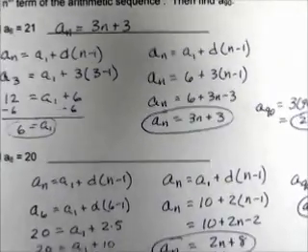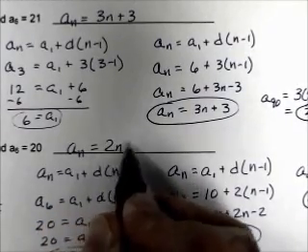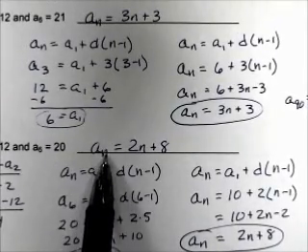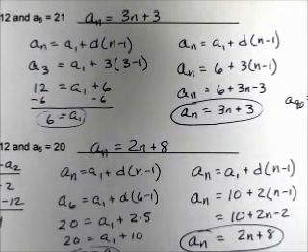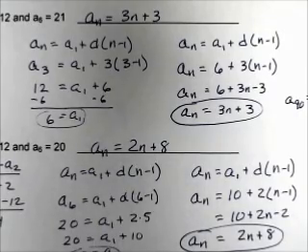All right, so our rule was the nth term is equal to 2n plus 8. So if we want the 100th term, we would simply replace n with 100. That would be 2 times 100 is 200 plus 8 would be 208.